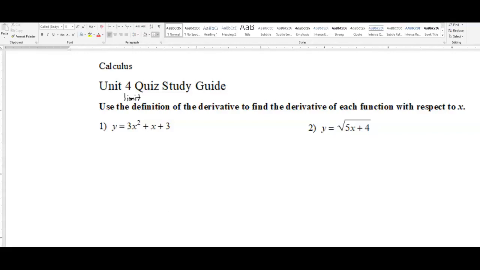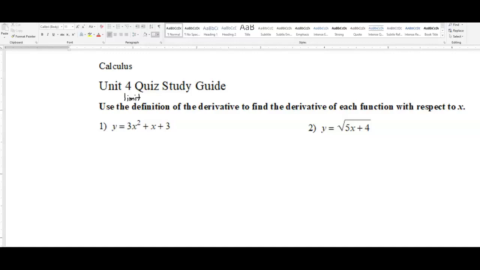So the first thing you guys are going to need to know how to do is the limit definition of a derivative. Now for this problem, I'm not really looking so much at the final answer as I am looking at your steps whenever this thing is being graded. So it's kind of being graded like an FRQ, if you will. Okay, so let's go ahead and get started here.